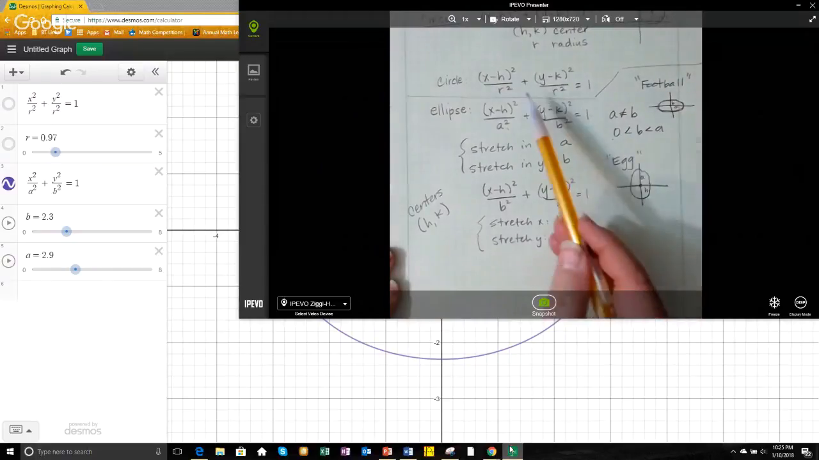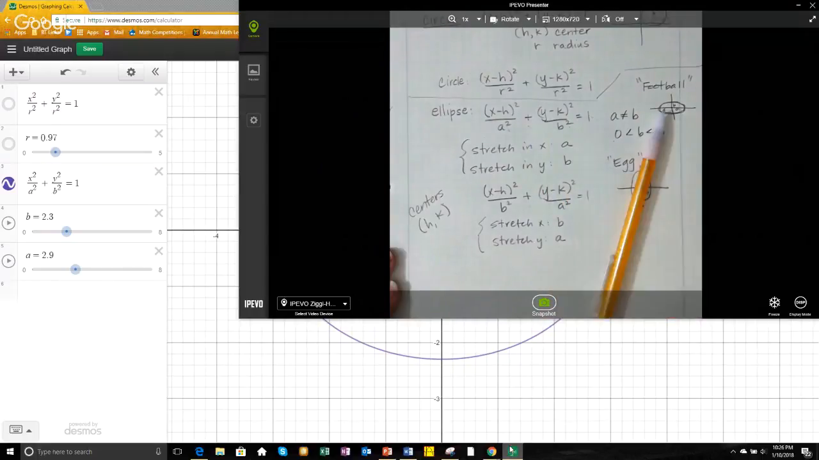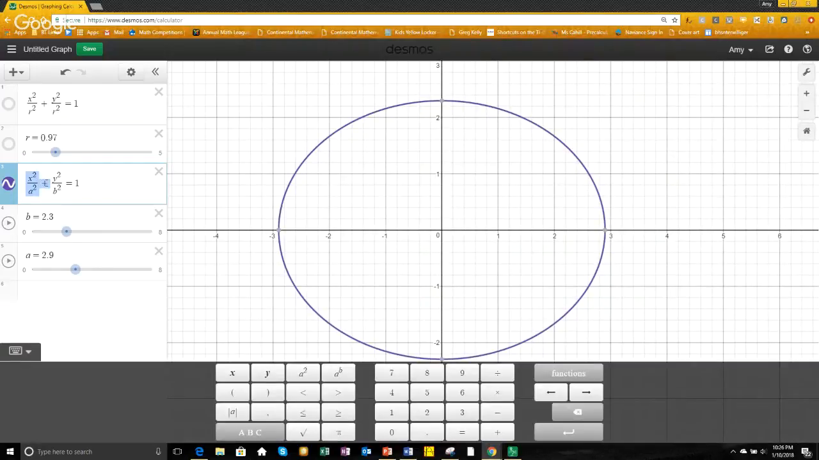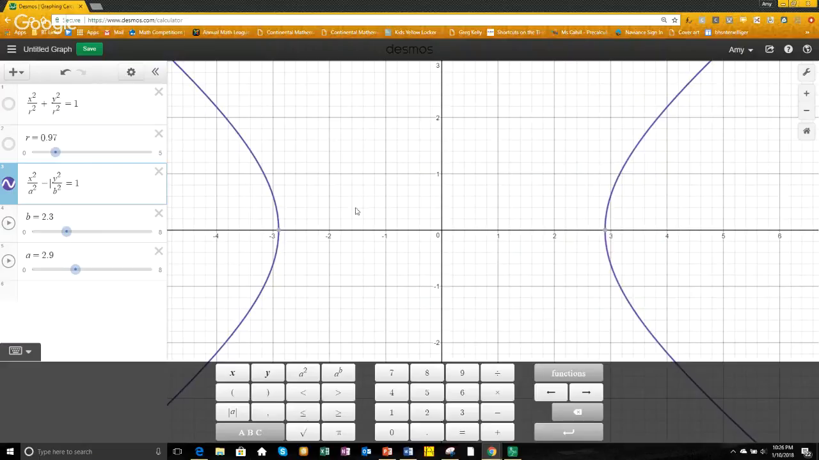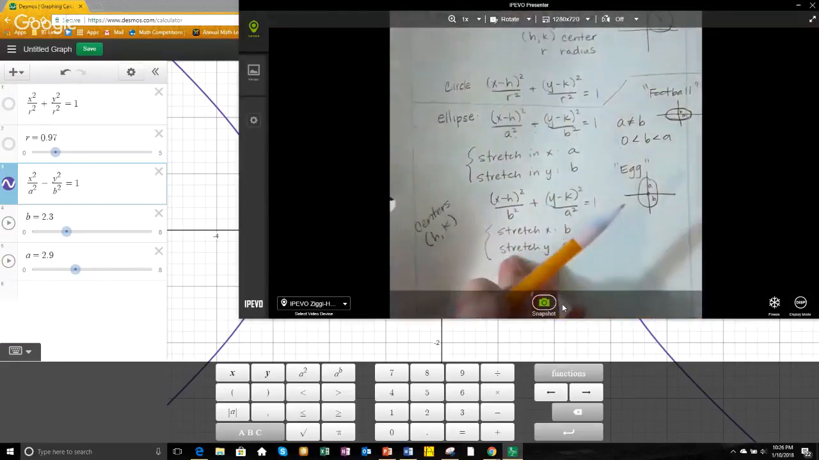Interestingly enough, what happens when I change this plus to a minus? Well, let's do that here. Let's change this to a minus. Well, it kind of breaks the egg, so to speak, and it takes what was an ellipse and cracks it in the middle, opens it up left and right, or up and down. So that's what happens when we have a plus or minus. So let's look at what a hyperbola equation is.